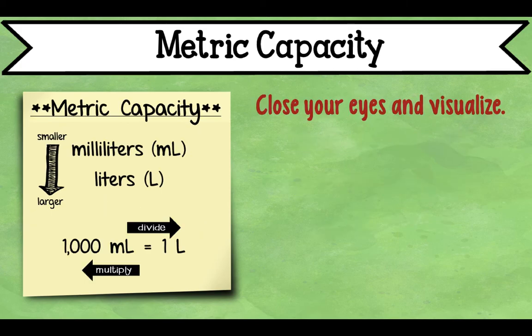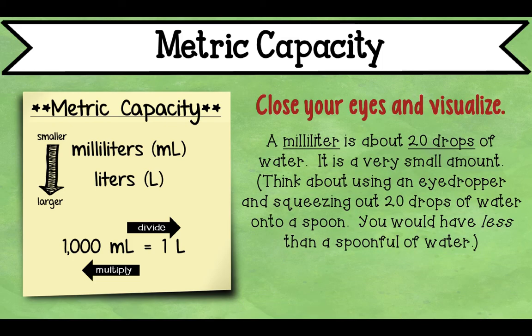So when you think about milliliters, close your eyes and try to imagine 20 drops of water. That's about the capacity of 1 milliliter. It's a very small amount. So think about an eyedropper or a bottle of eye drops. If you squeeze 20 drops onto a spoon, it wouldn't fill the whole spoon, but that would be about 1 milliliter.